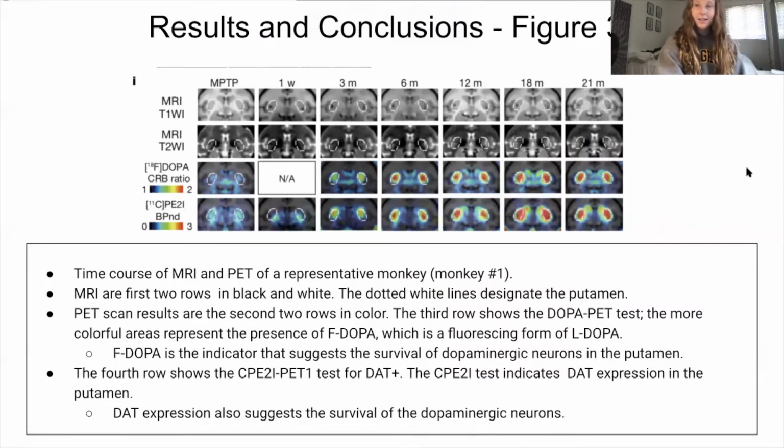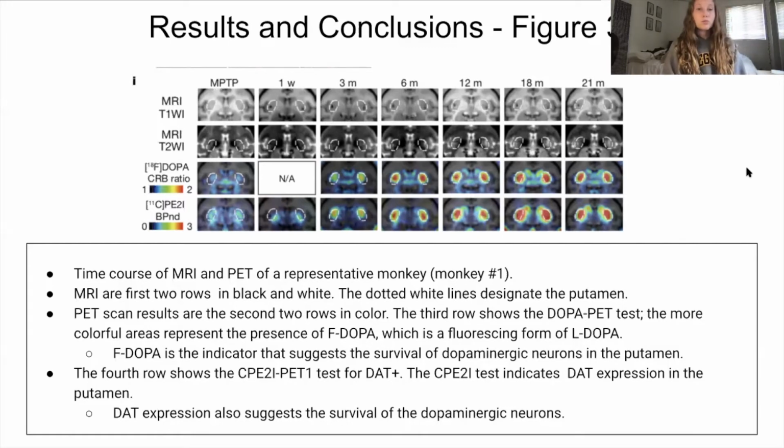Okay, hi guys, I'm Erin Melville. I'm also in this group, and I'm going to be going over the results and conclusions for figure 3I. So this is the first figure in figure 3 that our group has assigned, and instead of being a chart or a graph, it's actually the physical photo results of the MRI and PET scans from one monkey over time.